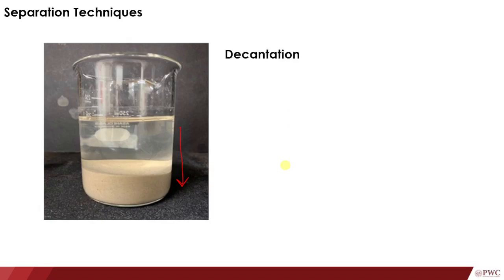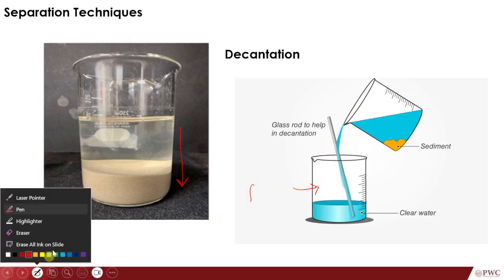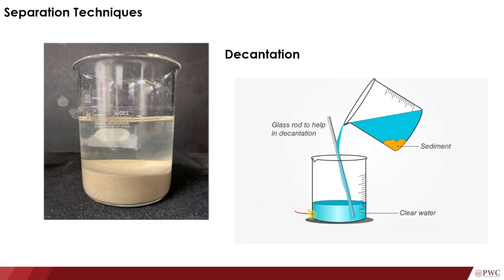So we call this process decantation. Again, you just pour the top layer into another container. And in this case, by the way, the liquid that is transferred to another container, we call this the supernatant. Again, this is your supernatant.